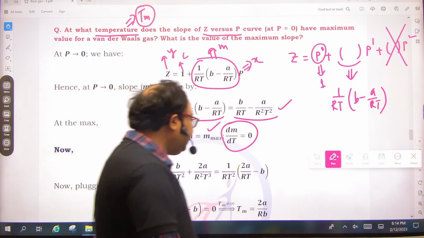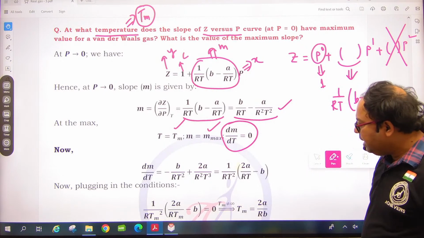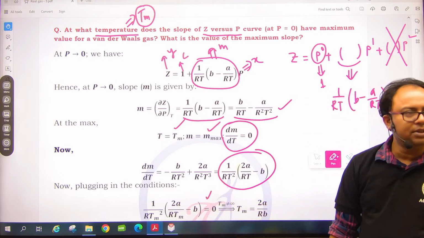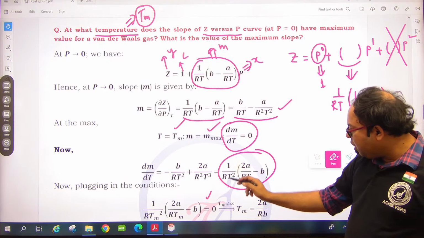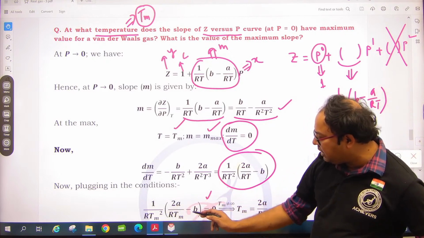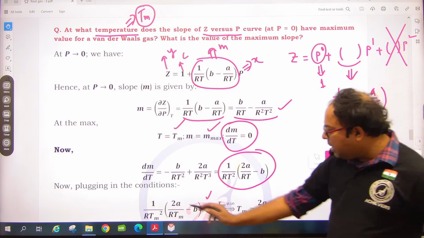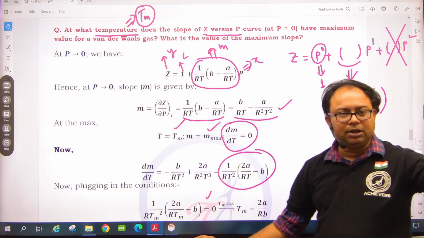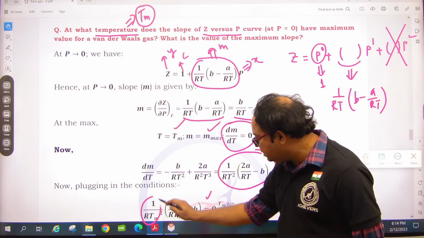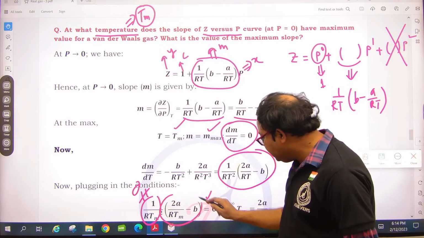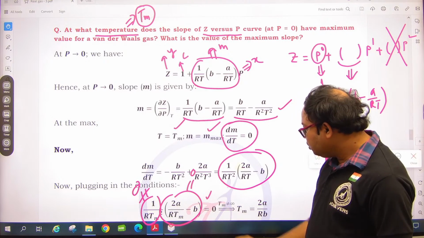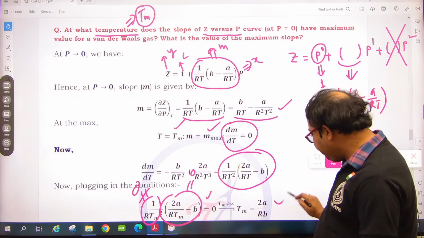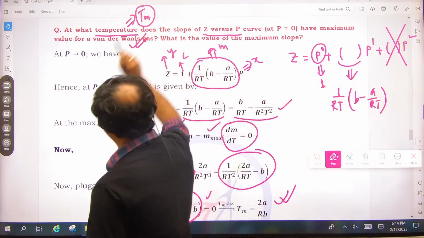Now at T equal to Tm, this term should be equal to 0. So you have 1 by R Tm square multiplied by (2a by R Tm minus b) equal to 0. But 1 by R Tm square is non-zero, since Tm is not infinity. If this term is non-zero, then the other term must be equal to 0. So 2a by R Tm is equal to b. That makes Tm equal to 2a by Rb. So you have got the value of the temperature. The first part is explained.